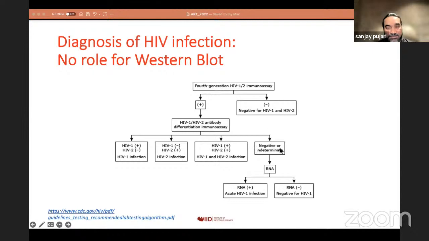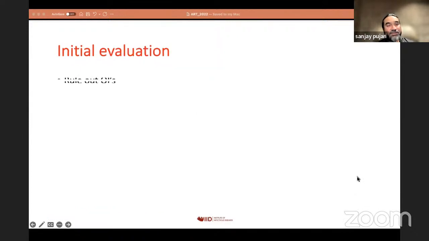If the rapid ELISA is negative or indeterminate, you can do an RNA testing to rule out acute HIV infection. But if the upfront fourth generation ELISA is negative, then there is really no need to further pursue the diagnostic algorithm. So the message I wanted to give here is no role for Western blot. You need to start with a fourth generation ELISA followed by a rapid HIV-1-2 differentiation assay.